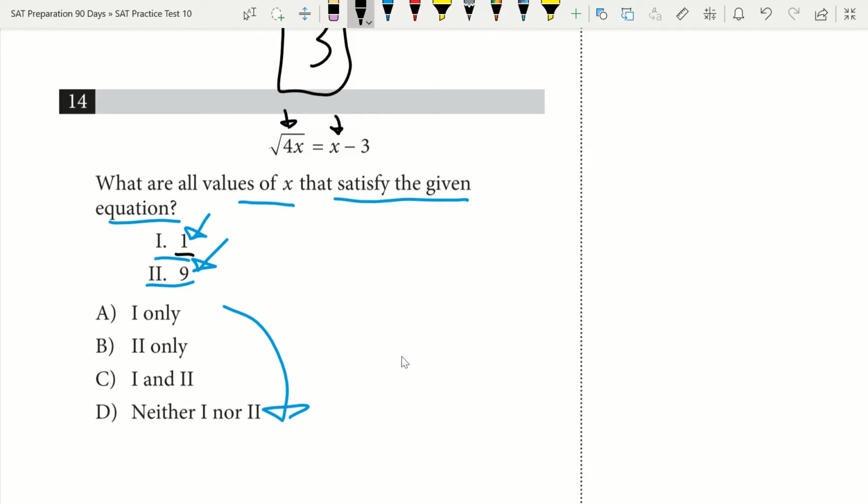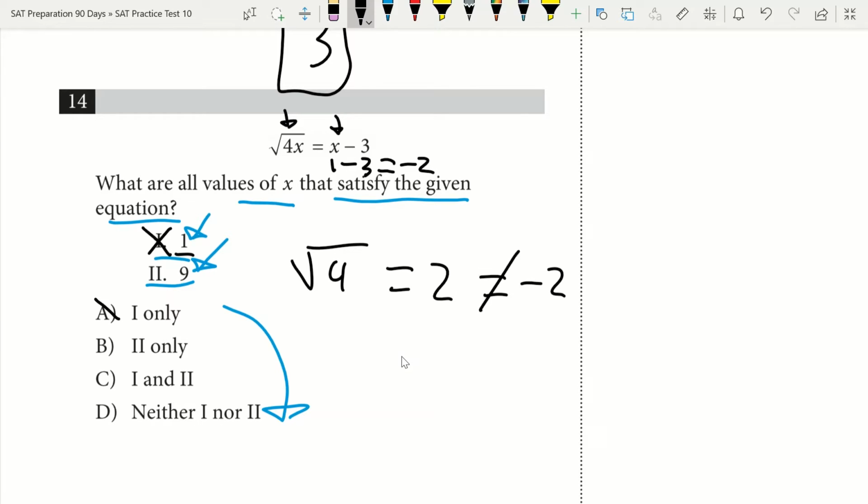So in this case, I'm going to go ahead and substitute 1 in. I've got the square root of 4 times 1. I know 4 times 1 is 4. Square root of 4 is 2. Next up, I see that if I have 1 minus 3, I know that that's going to equal negative 2. Now, does 2 equal negative 2? It does not. Therefore, 1 is not my answer. I can get rid of any answer choice that has 1, so I can get rid of A and I can get rid of C.